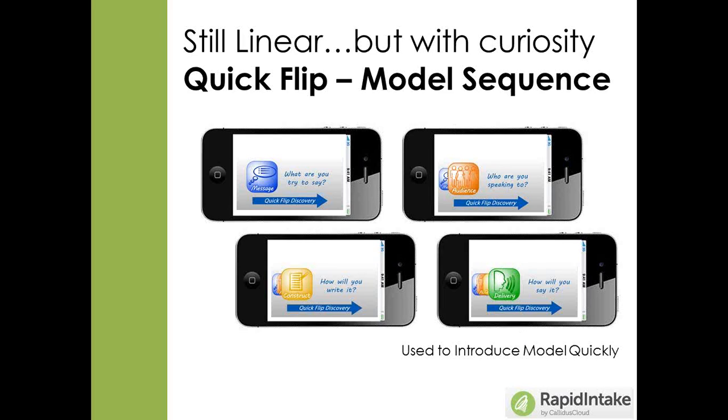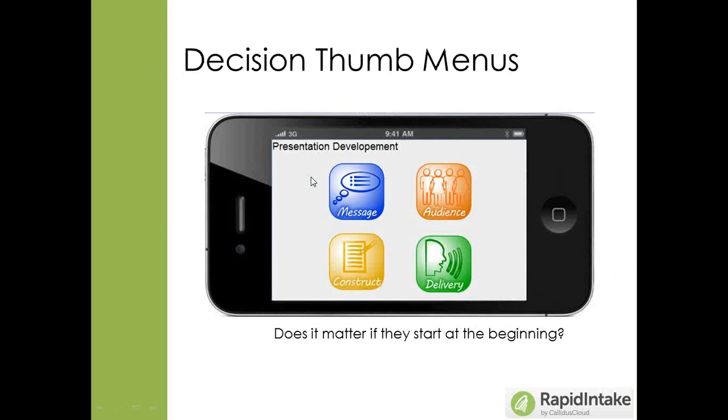So now let's go ahead and move on to decision thumbs. Now this is really just a menu. Okay. But let me ask you a question here. In this particular process, or in most processes, does it matter if they begin at the beginning? Does it matter if they begin with message or not? Does anybody have any thoughts on that?